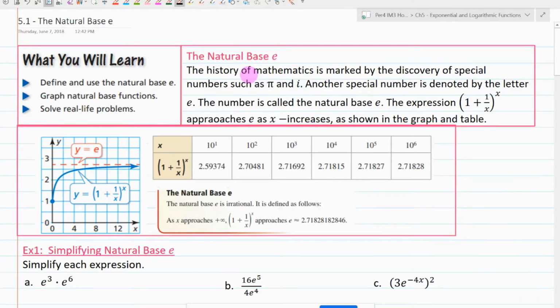All right, good afternoon. This is Ms. Parks, and we are going to be doing section 5.1. It's about the natural base e. So, natural base e is this formula here, 1 plus 1 over x.